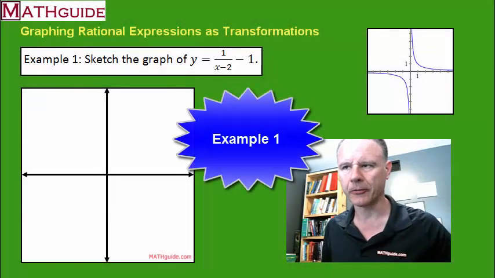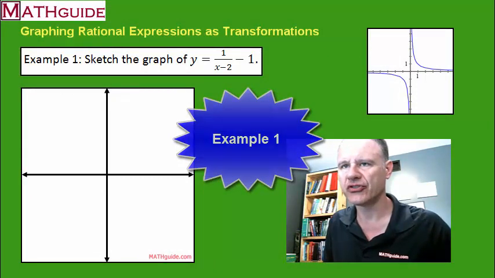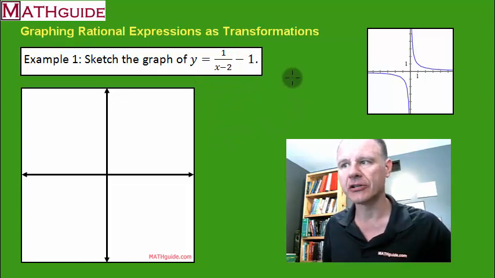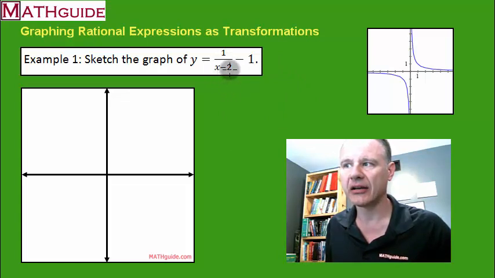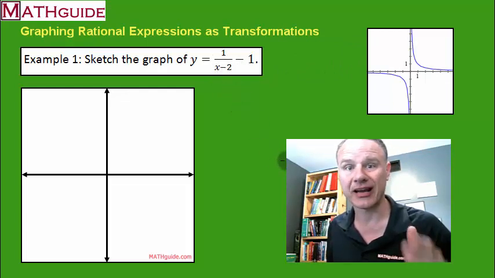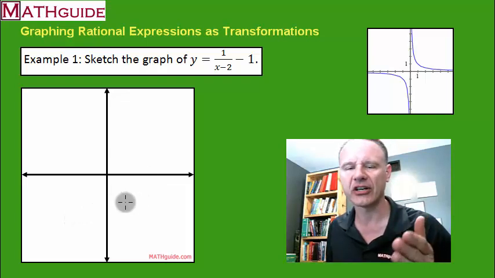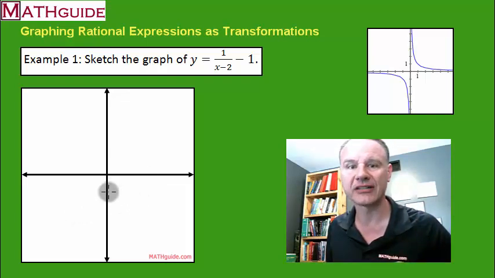So here's our first example. In this example, we're supposed to sketch the graph of y equals 1 over x minus 2, minus 1. Okay, so let's take a look at what happens with this equation. As a transformation, when I look at this denominator, I notice that what was originally an x in the base curve has been replaced with an x minus 2. So anytime I see x being replaced with x minus 2, I know it's going to be shifted 2 units. The question is, do I move it horizontally 2 units left or right?